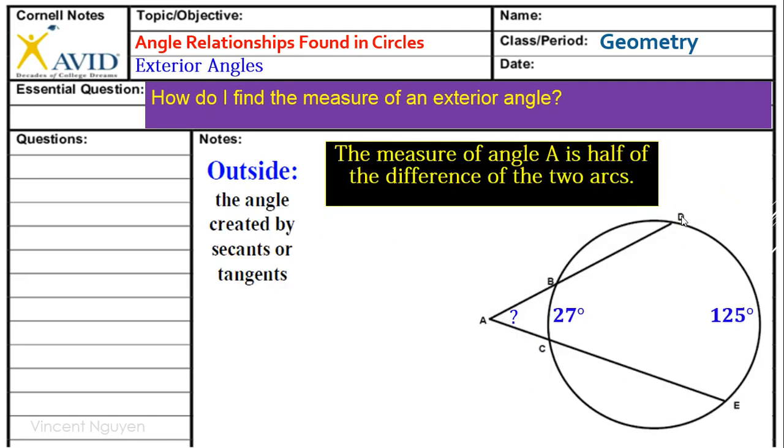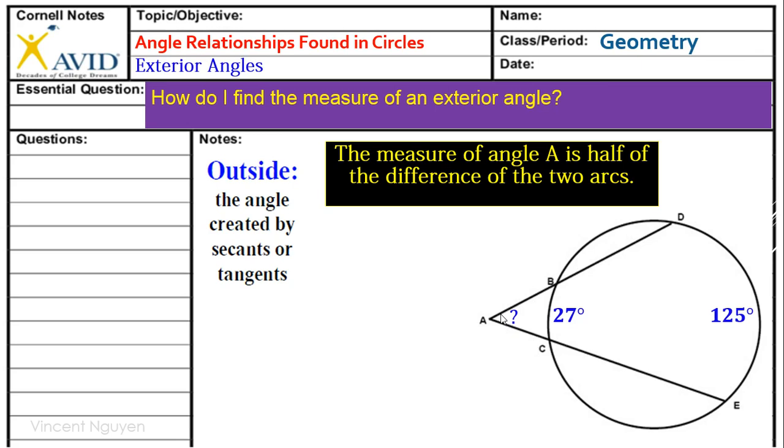So what does the formula say? The formula says the angle on the outside of the circle is half of the difference between the two arcs. So you take the big arc, you subtract the little arc, and then divide it by 2 to give you the outside angle, right? So unlike the inside angle, where you add the arcs and divide by 2, for the outside angle, you subtract the arcs and divide by 2, okay?